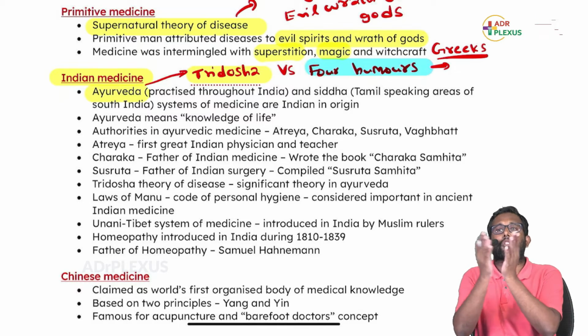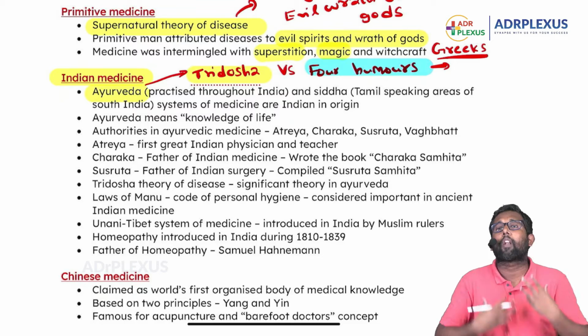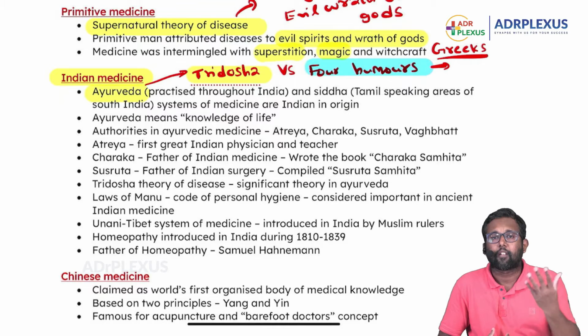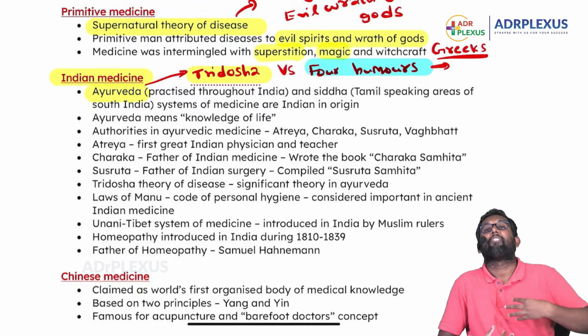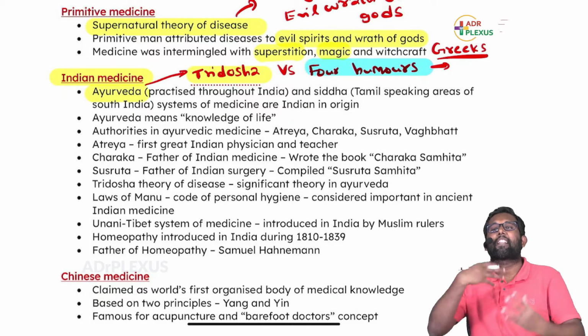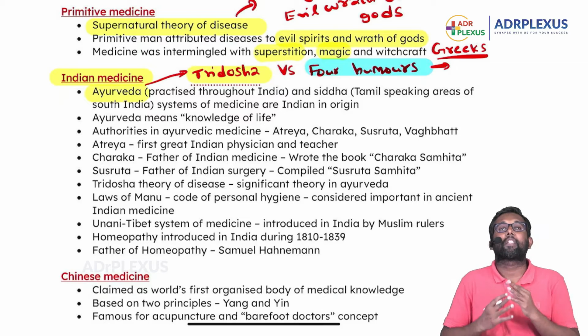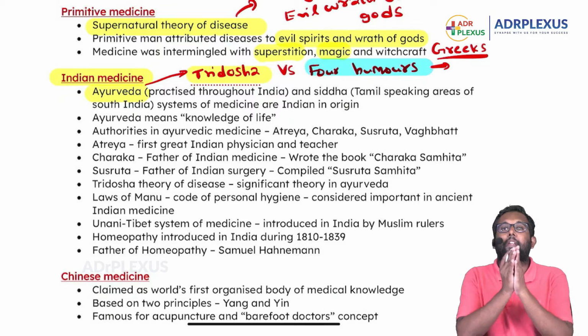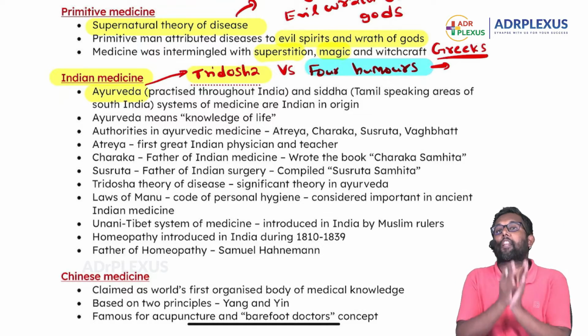So what is this tridosa? What is this humus? It is nothing but our body fluids. What are the fluids in our body? Like we have saliva, we have bile, gastric juice. So what they are telling is, when there is imbalance in these fluids, we get the disease. In Ayurveda, this theory is called tridosa theory.